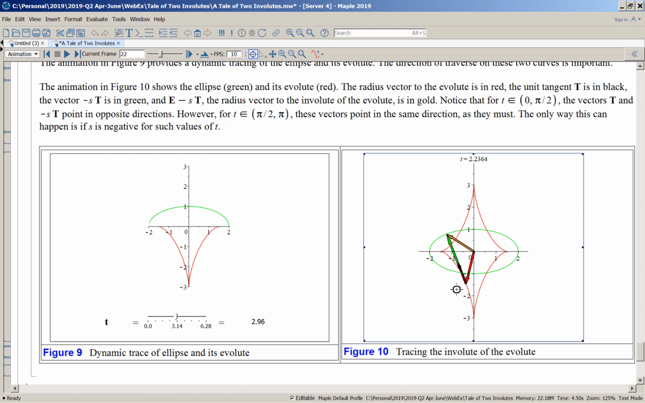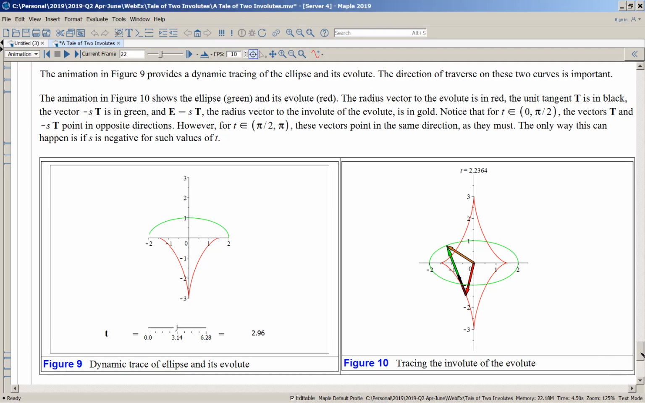That's why the arc length being negative works, because you've got a minus sign in front of that, and the arc length is positive, and it keeps the tangent vector pointing in the same direction, so you get this green vector that goes up here to the ellipse in the second quadrant. And it wasn't until I drew this animation that I could finally say to myself, oh, I finally understand this.